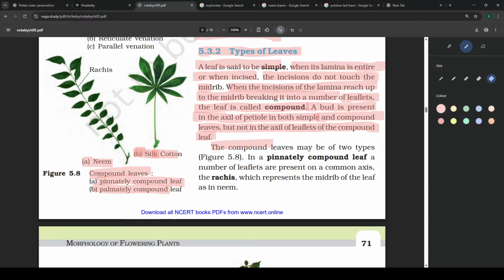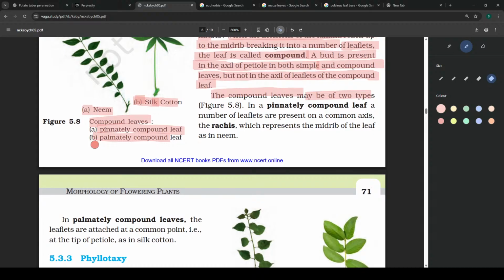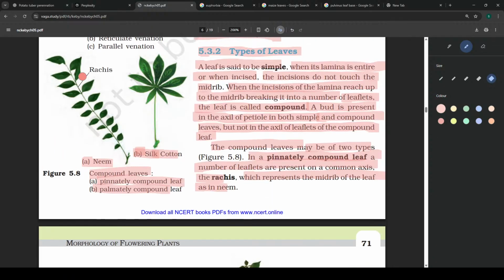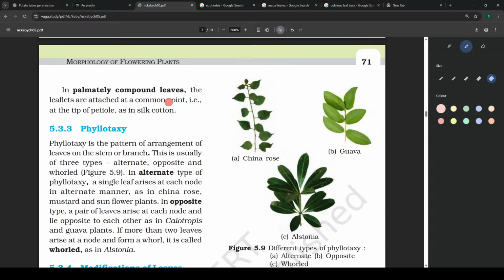The compound leaves may be of two types. One is pinnately compound, the second one is palmately compound. In a pinnately compound leaf, a number of leaflets are present on a common axis, the rachis, which represents the midrib of the leaf, as in neem. This is neem. This is silk cotton. Neem will show a pinnately compound leaf structure. Silk cotton will show a palmately compound leaf structure.